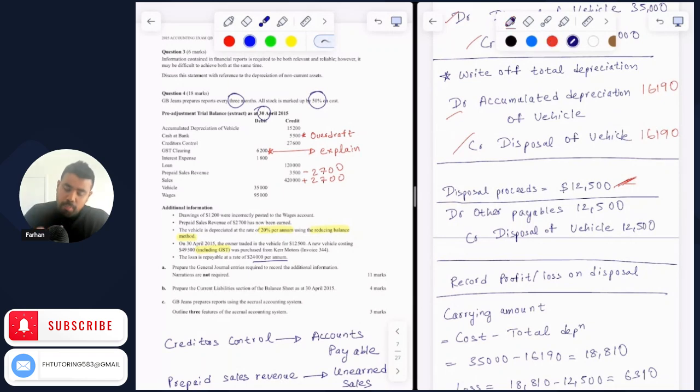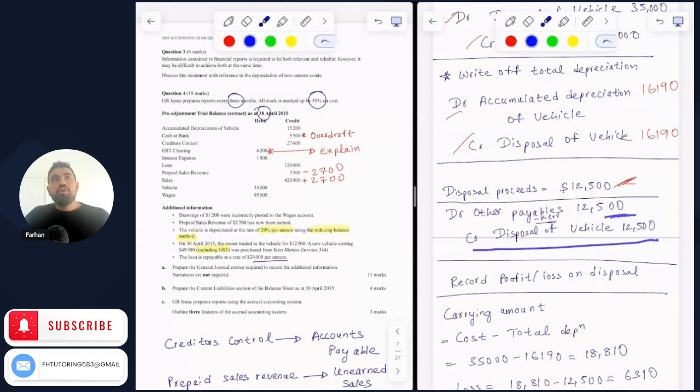So if our obligation goes down with the Kern Motors, who are the other payables who were originally credited because they are a liability, now that we are trading in this vehicle worth $12,500, the obligation with them goes down. And if our obligation with them goes down, we have to debit it because the liability is decreasing. So make sure to be specific in exam, by the way. So debit other payables, specifically Kern Motors. I just don't have enough space here to write Motors. And that is $12,500. Then you're going to credit disposal of vehicle by $12,500.